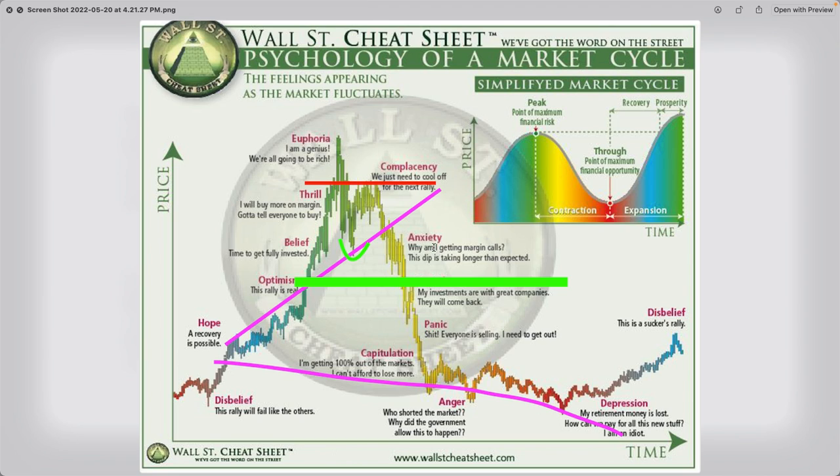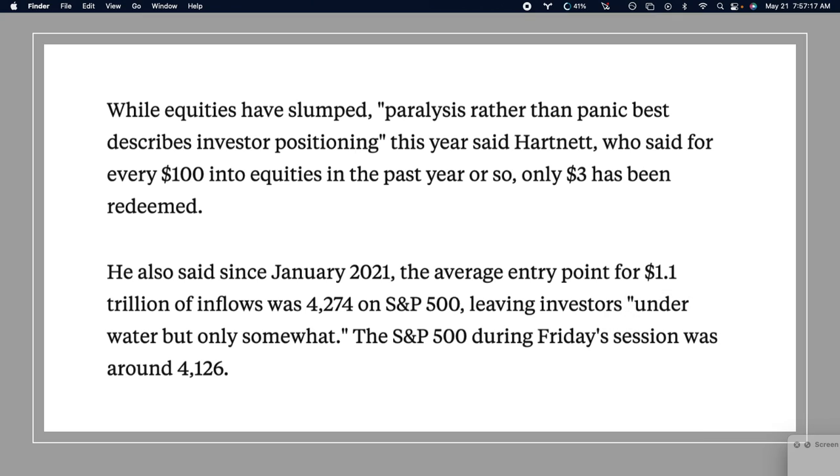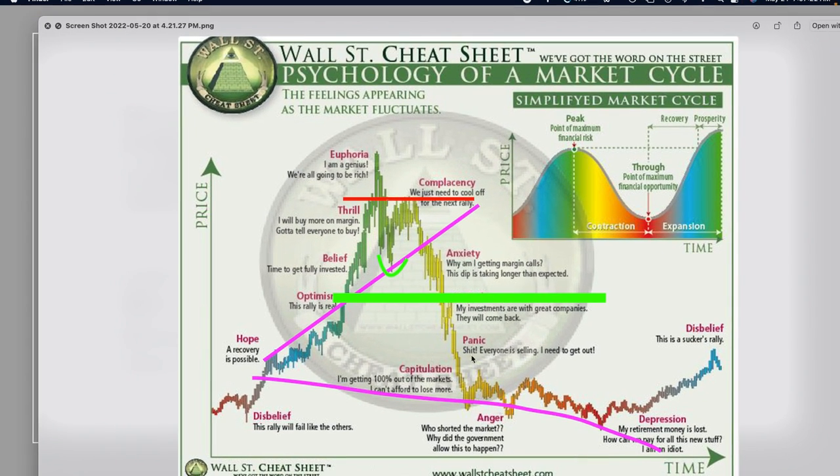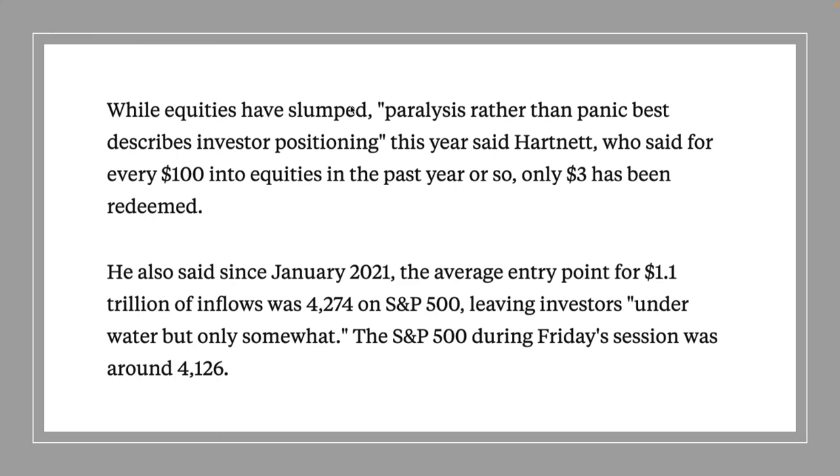Anxiety is, why am I getting the margin calls? The dip is taking longer than expected. Denial is, my investments are with great companies. They will come back. Panic is, everyone's selling. I need to get out. So when we start to see more money getting redeemed, because right now they're losing, they're red, if they start redeeming, that's where I believe we're getting down into panic. So I'll be watching those outflows really closely.